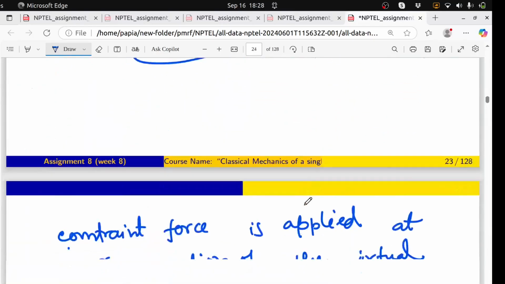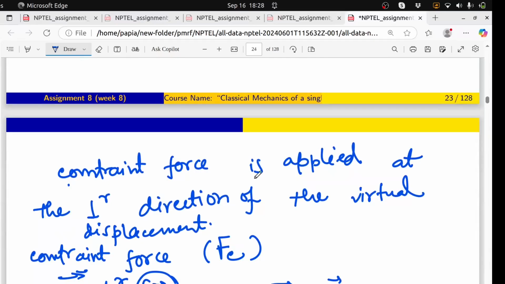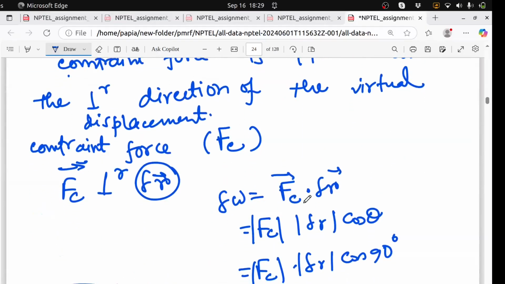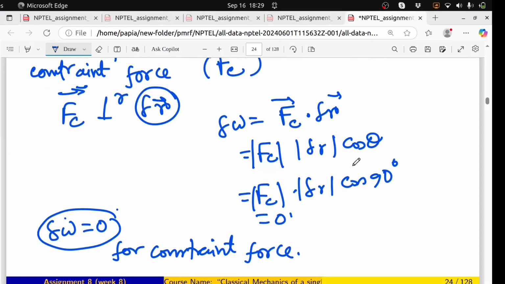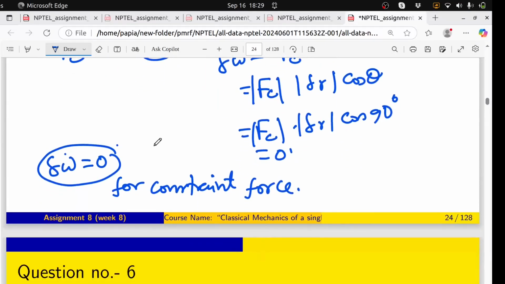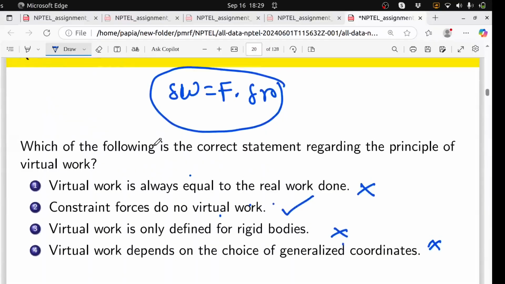So that means delta W is equal to 0, total virtual work is equal to 0. Now coming to whether a constant force does any virtual work or not. The direction of the constant force is such that it is perpendicular to the virtual displacement. So the angle between Fc and delta R is theta, which is 90 degrees. So Fc delta R cos theta, cos 90 degrees, gives 0. So for a constant force, the virtual work delta W is 0. That's why we are writing here that constant forces do no virtual work.